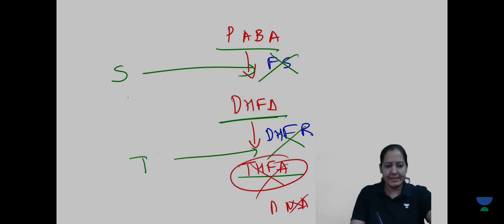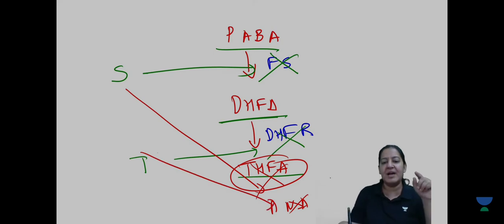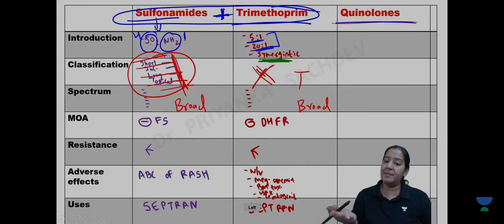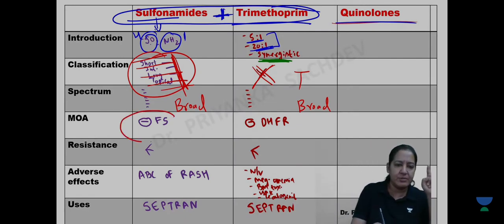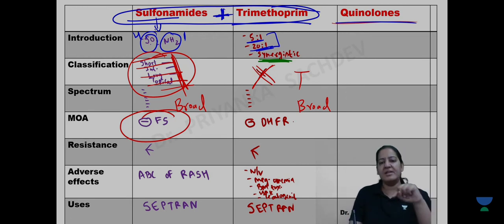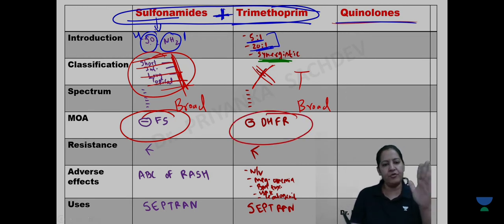So both of them, sulfonamide as well as trimethoprim, are indirect DNA inhibitors. They are not inhibiting DNA directly. Indirectly, by inhibiting folic acid, they are inhibiting DNA synthesis. You can see the mechanism of action. The first one is inhibiting folate synthetase. The second one is inhibiting folate reductase, dihydrofolate reductase.